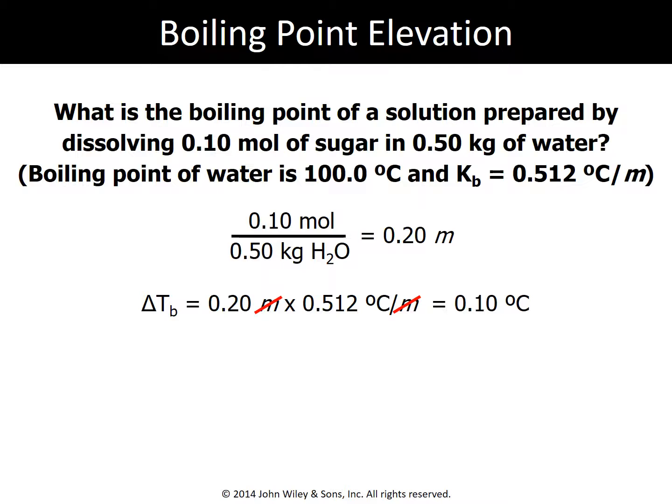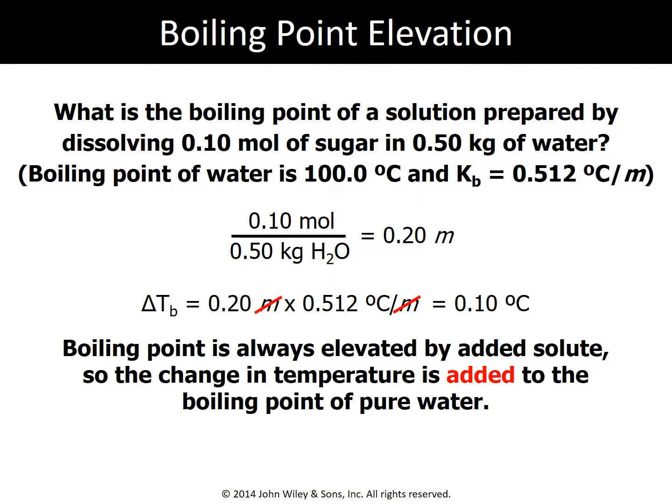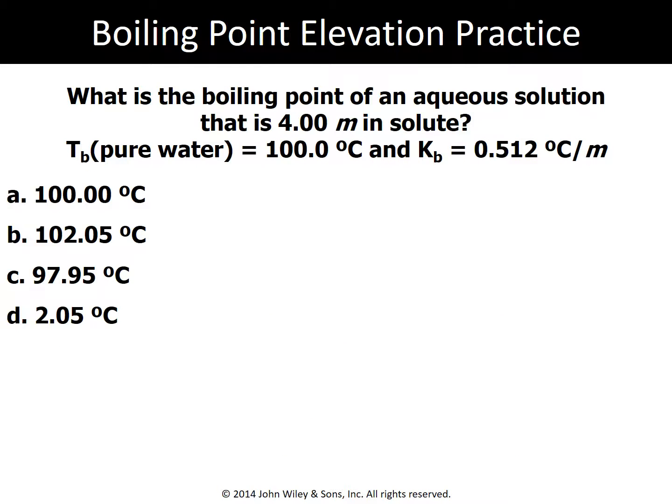And remember, we need to know that this is going to elevate our boiling point, so we need to add this to our original boiling point. So remember, this is key. You're going to add that temperature change to whatever the boiling point, usually water at 100.0. So in this case, our final answer would be 100.1. Work on this example on your own. Pause the video now.